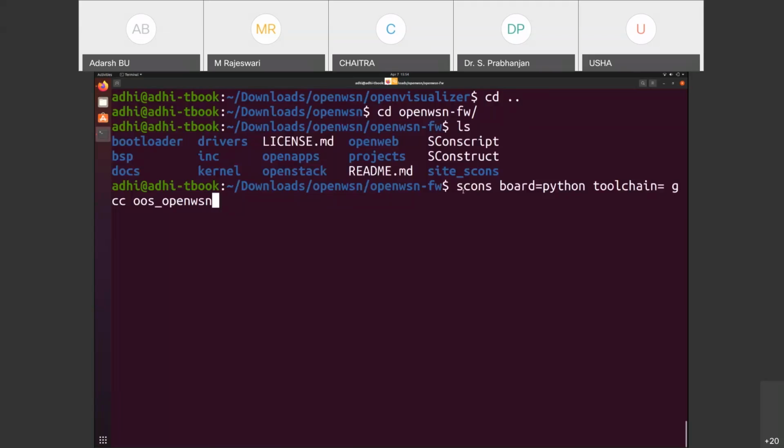I'll give this command in the chat box as well, you can copy paste it. scons board equals python is the board, and the toolchain will be the compiler that we are going to make use of, and that is gcc, underscore openwsn.